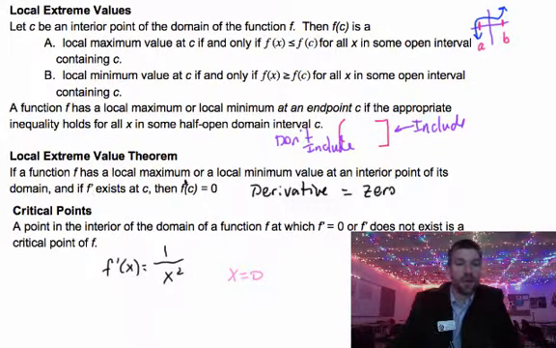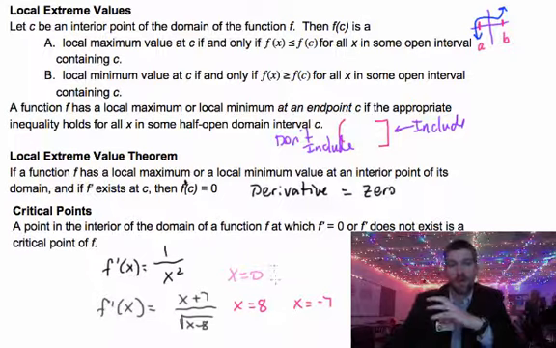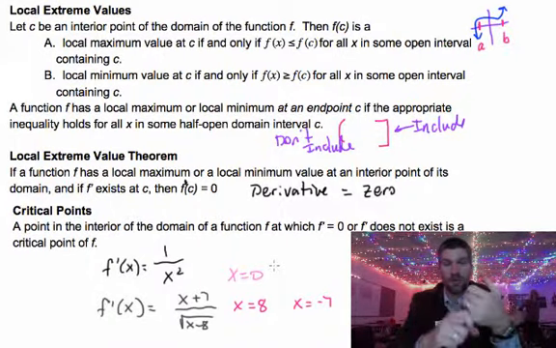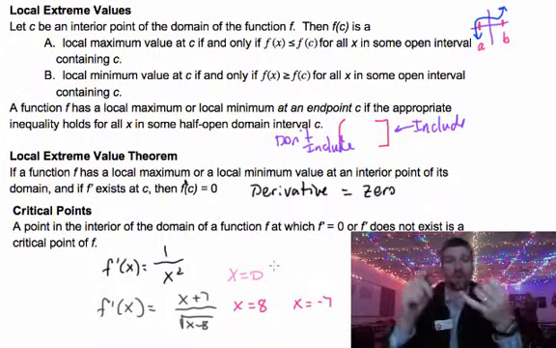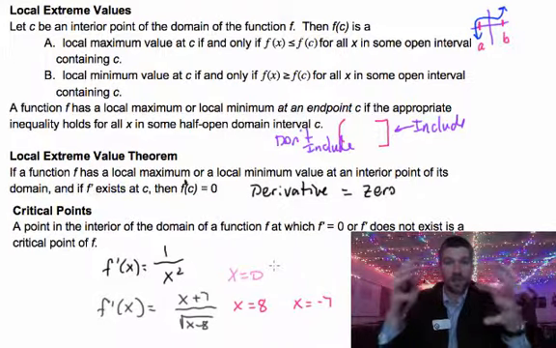If we had something set up where we had, say, f prime of x equals x plus 7 over the square root of x minus 8 or something like that, well, we're undefined when x equals 8, so that's a critical point. And we also have a critical point when x equals -7 because that is a 0. So what we're going to start doing is take the derivative, set the derivative equal to 0, and find the points where either that doesn't exist or it's true. And that's going to give us these local extreme values.